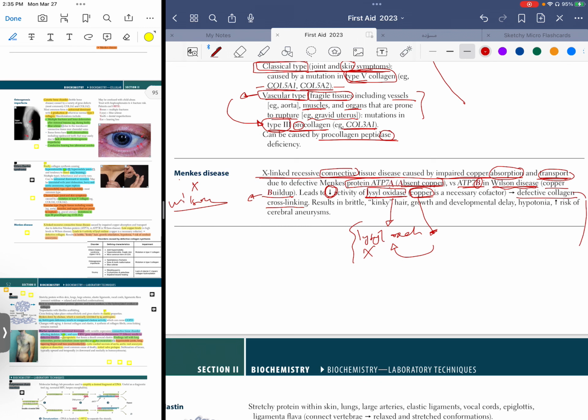So the problem is with the cross-linking of collagen, and it results in brittle, kinky hair and growth and developmental delay, hypotonia, increased risk of cerebral aneurysms. So brittle, kinky hair, growth and developmental delay, hypotonia, and increased risk for cerebral aneurysms.